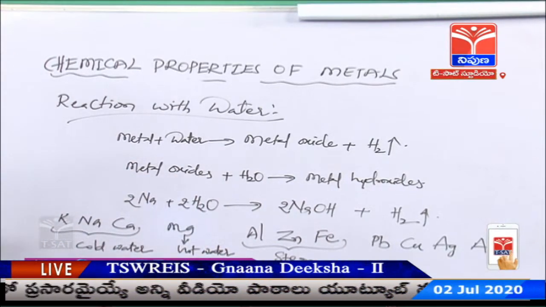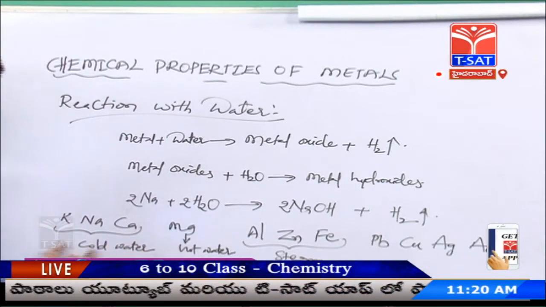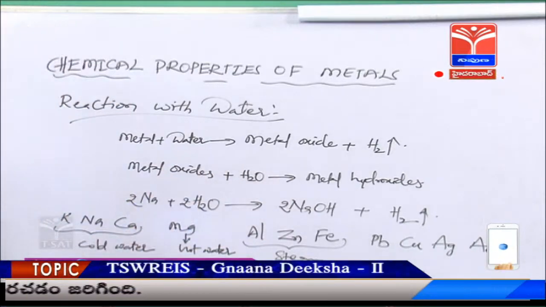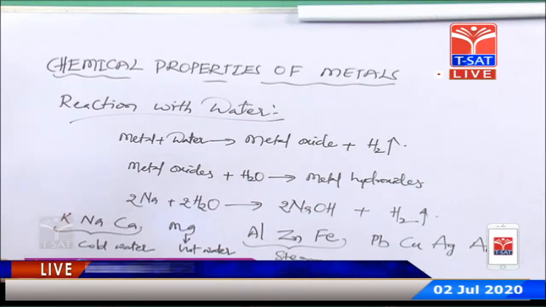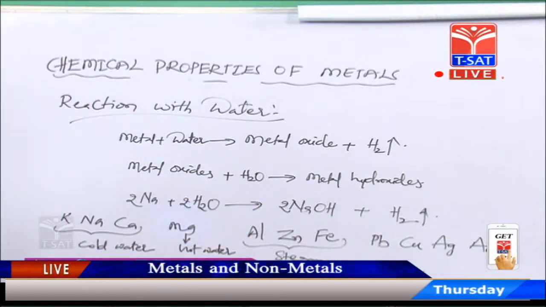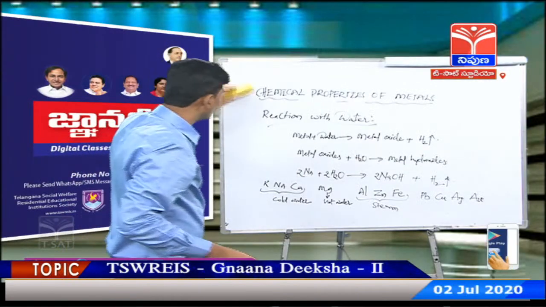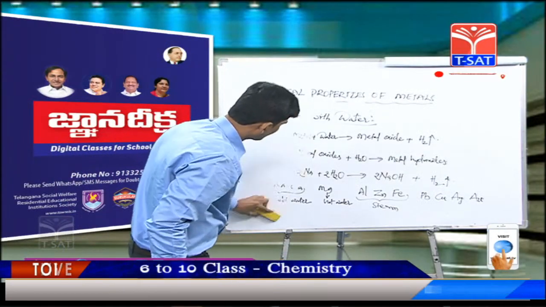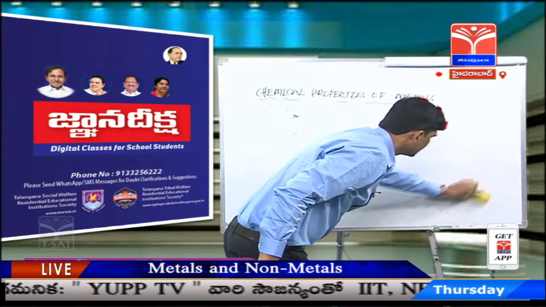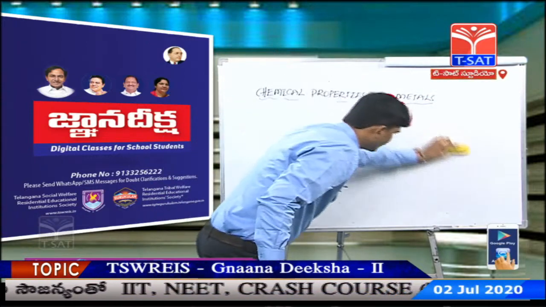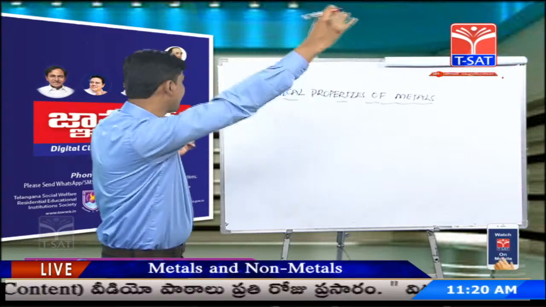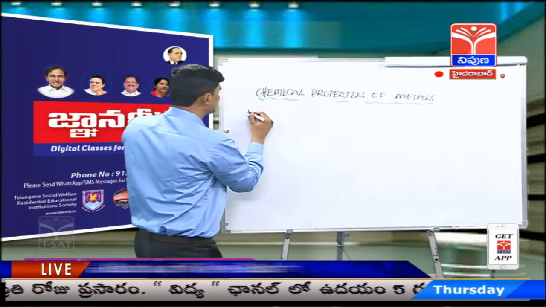One more thing: from potassium to magnesium, they react with water and form the respective hydroxides, but aluminum, zinc, iron form the respective oxides. Those which are soluble in water are called alkalis. Okay, children, next, these cannot react with water at all. So, this is about the reaction of metals with water. In these reactions, children, as we go from left to right in these metals, the vigorousness of the reactions decreases. Next, children, let us see reaction with acids.